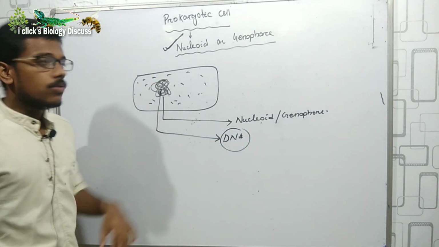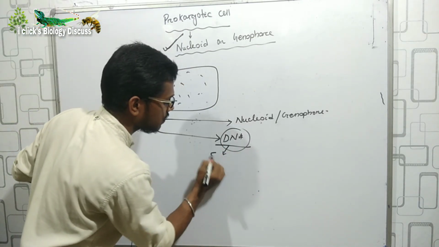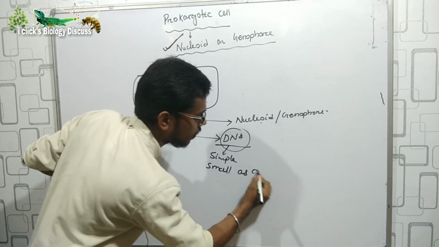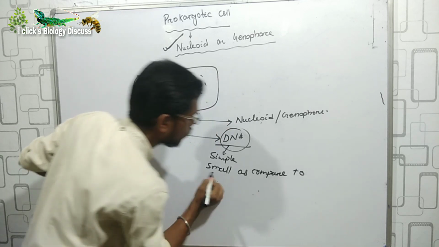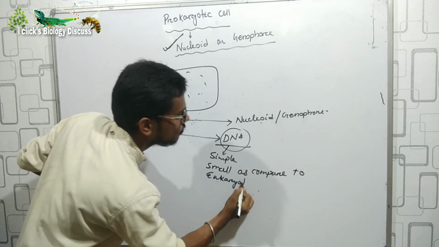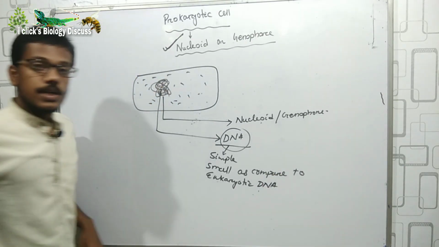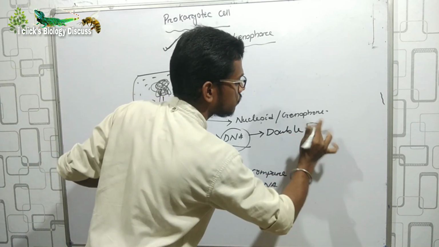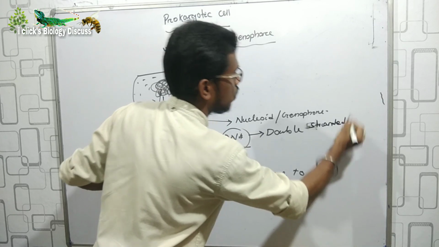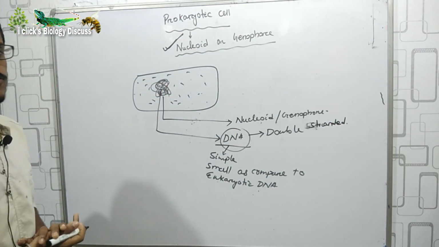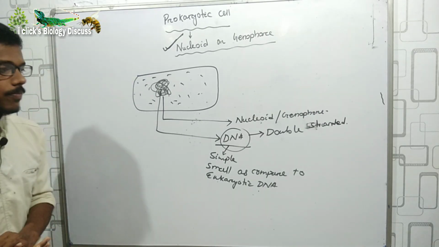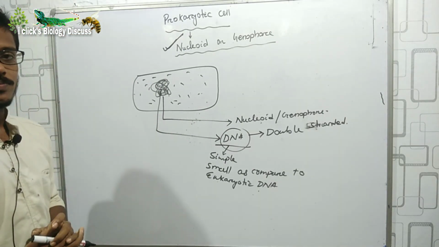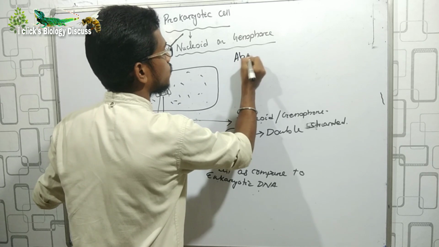In a prokaryotic cell, the DNA is very simple and small as compared to eukaryotic DNA. In a prokaryotic cell there is presence of double-stranded DNA. In a eukaryotic cell also, there is presence of double-stranded DNA. But in a prokaryotic cell, there is absence of chromosome.